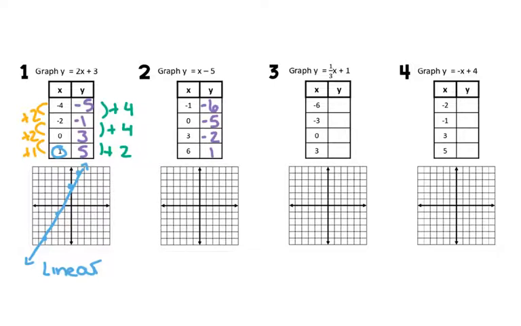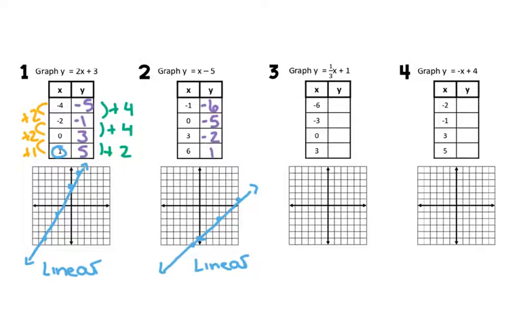But let's graph it. So I have negative 1, negative 6, 0, negative 5, 3, negative 2, and 6, 1. So again, it formed a straight line, so this would be a linear function. Okay, so even if the chart doesn't show a constant rate of change, it is still important to graph it.